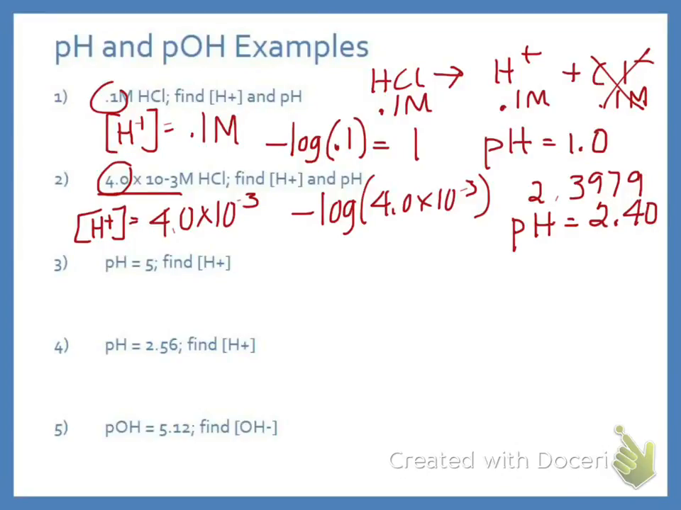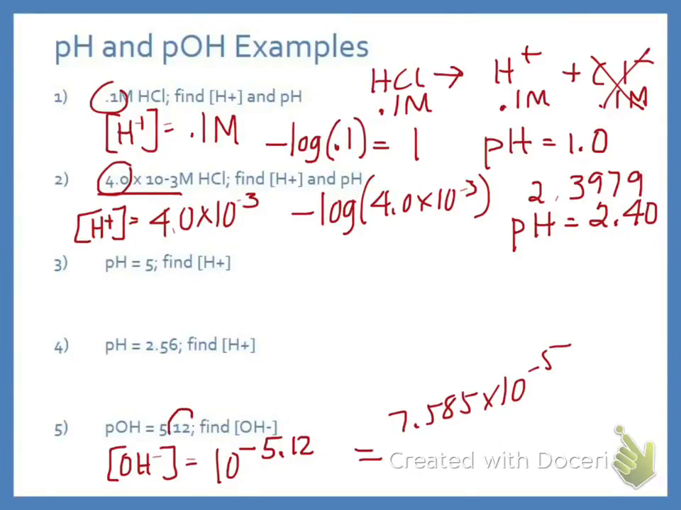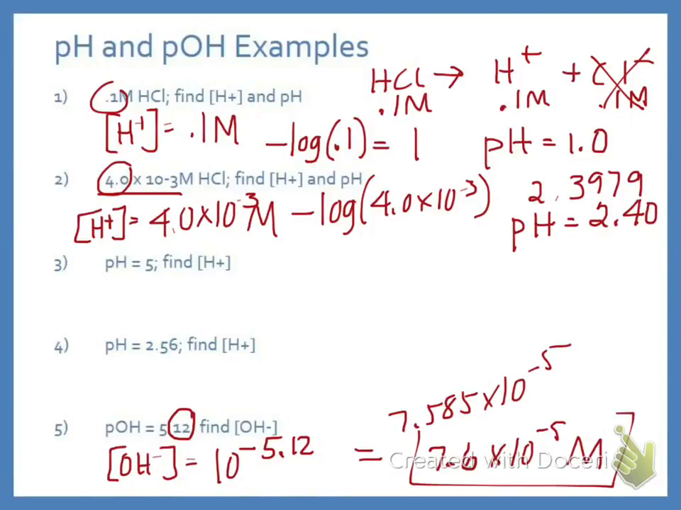And then number 3 and 4 are going to be the same. For pOH it's going to be 5.12. So this time I want to find the hydroxide concentration. So I would say 10 raised to the negative 5.12, and I would enter 10 raised to the negative 5.12, and I get 7.585 times 10 to the negative 5. This has two significant figures right there, so I would report that as 7.6 times 10 to the negative 5th, and then of course the concentration would be M. Forgot that M up there, and that would be my answer.